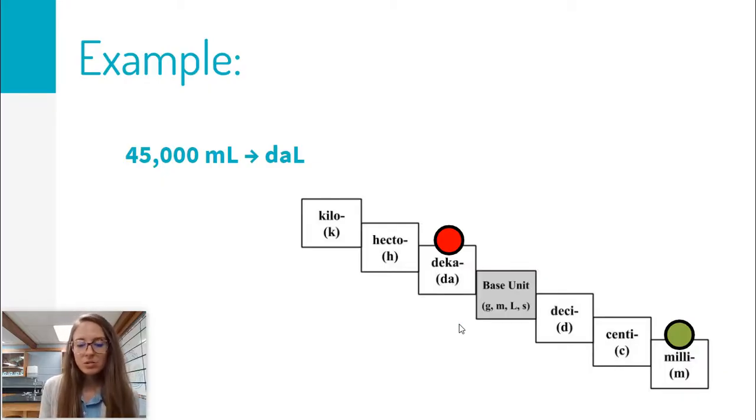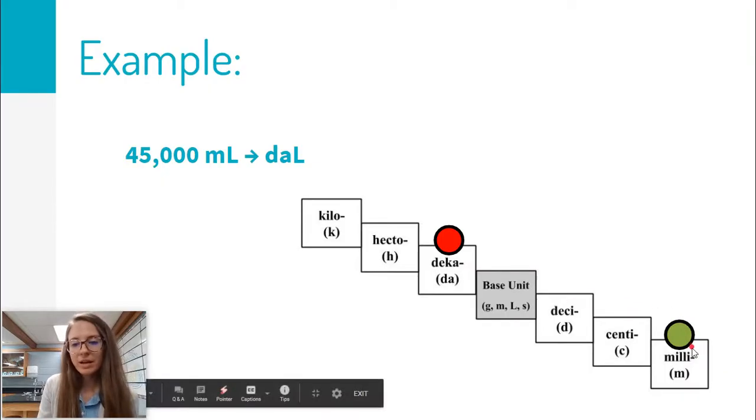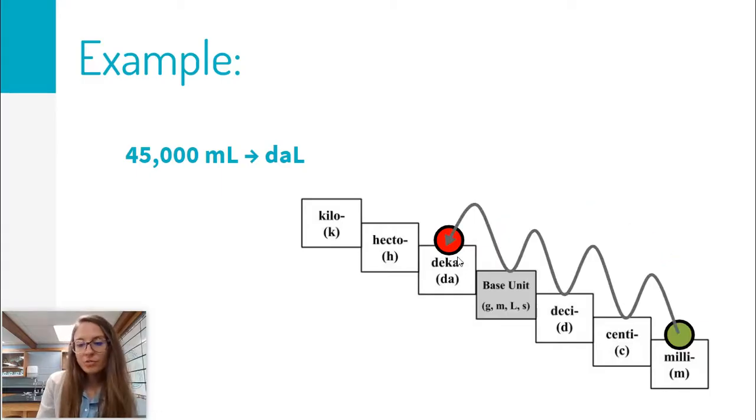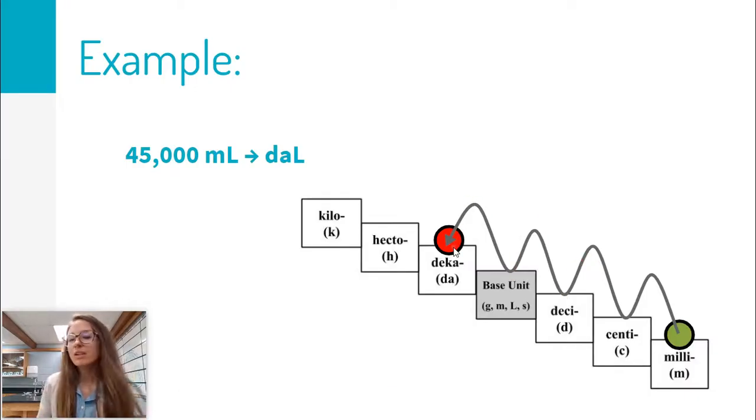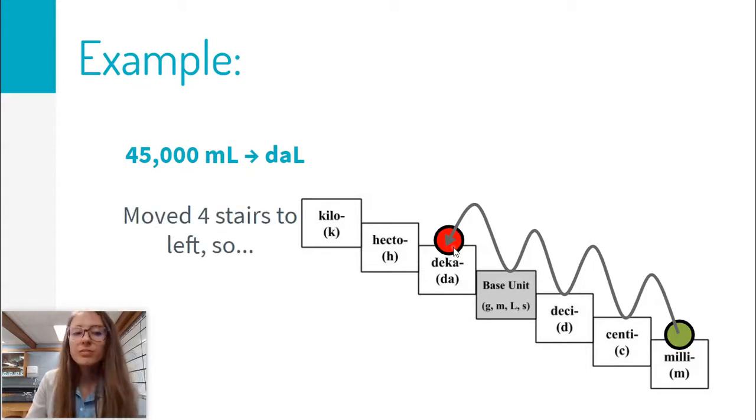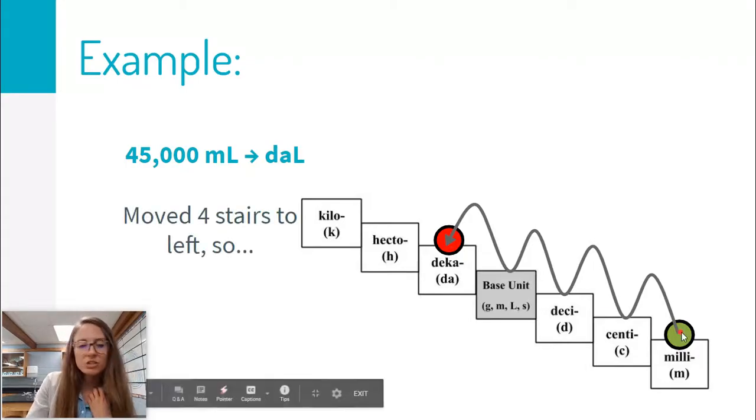Once you figure that out, you just simply count how many stairs and in what direction you go to get from your starting stair to your ending stair. So to go from milli to deca, we are going to go 1, 2, 3, 4 stairs to the left. And just a side note, you don't count your starting stair as a stair. You start on the very next one. So it goes 1, 2, 3, 4.